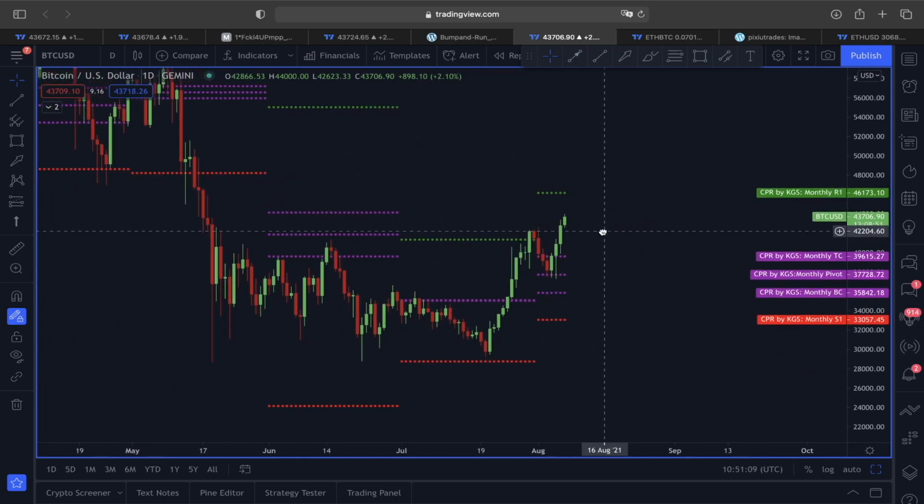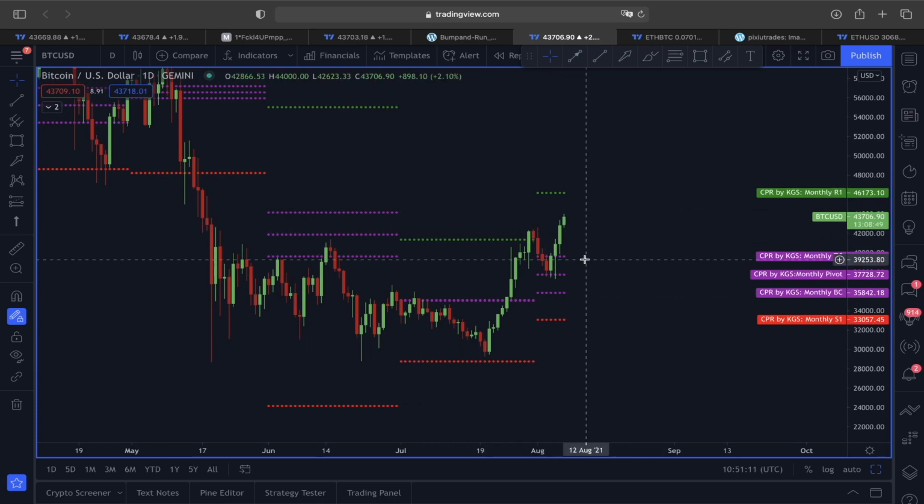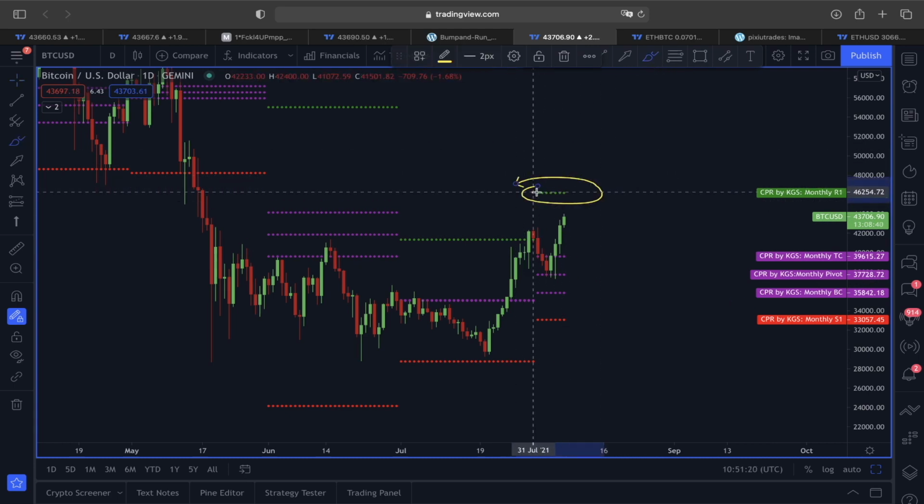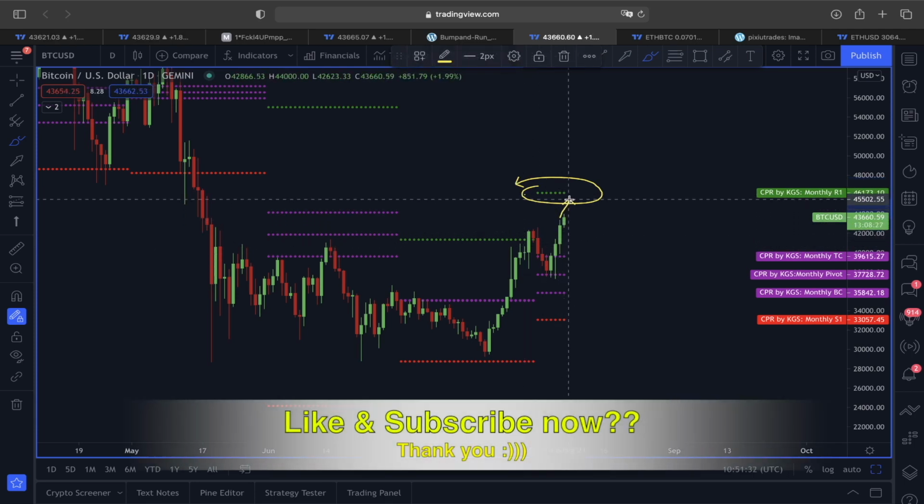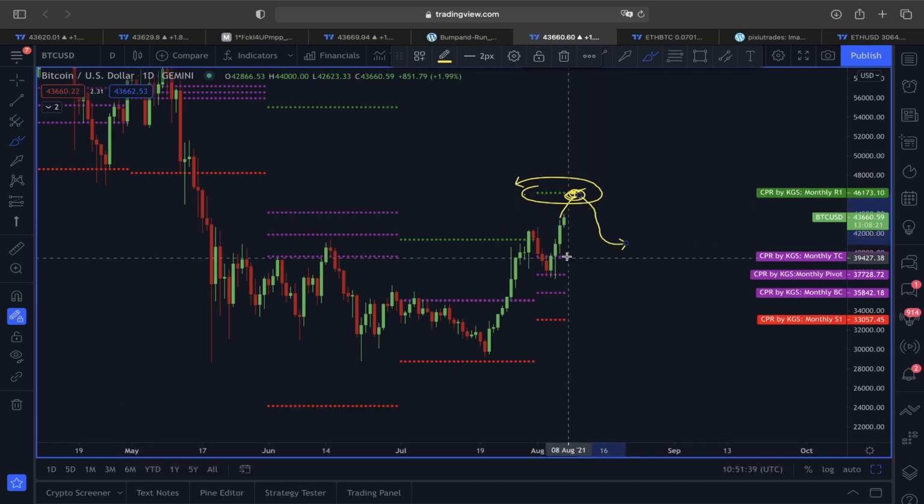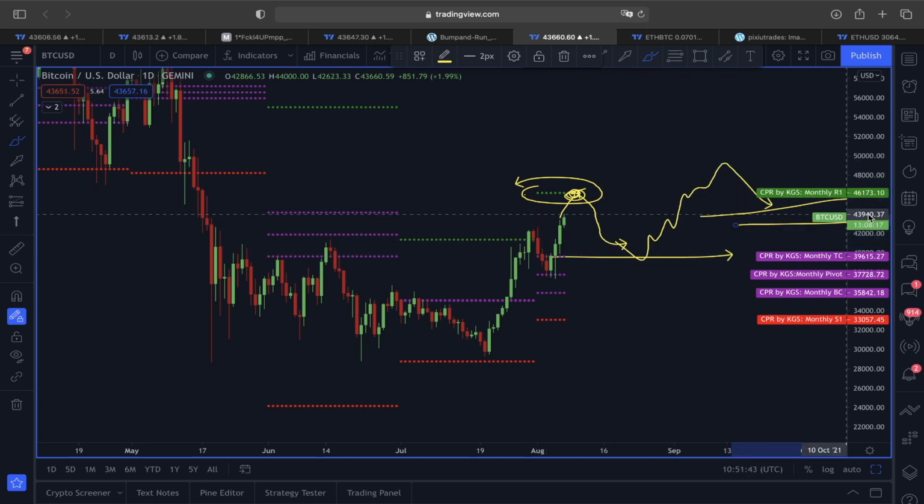Also, one scenario I want to add in today's video: even though this CPR indicates the bulls are taking control over the market and price could be gravitating towards this monthly R1 line, what has also happened in past Bitcoin price action is that after reaching this monthly R1 line, the price of Bitcoin in most cases, even though the bulls were in control, has seen a pullback again towards the monthly CPR line, and again started this move in this manner.